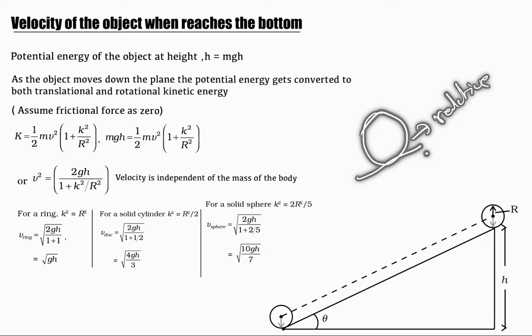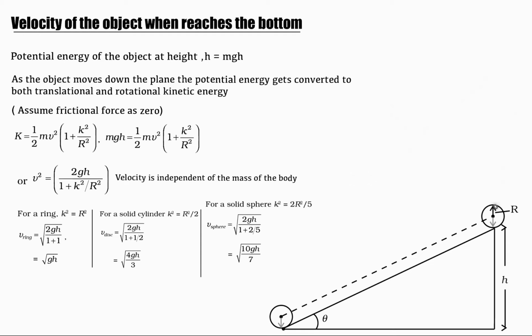Hence, there won't be any frictional force, that is, the frictional force will be equal to 0. So in this condition, when the object rolls down the inclined plane, we assume the frictional force is equal to 0. Hence, we can generalize that there will be only conservative forces acting on the object. So the change in potential energy is equal to the kinetic energy obtained by the body at this point.